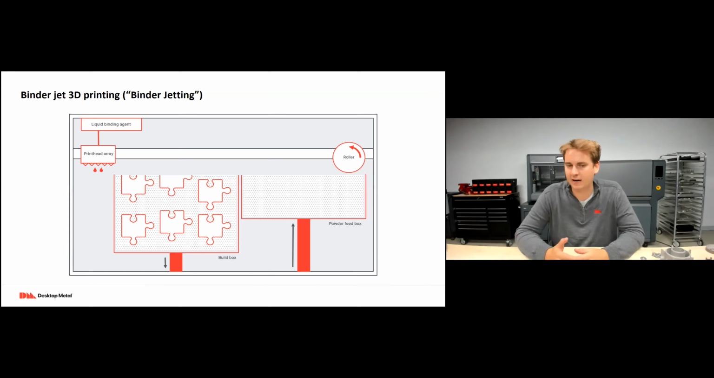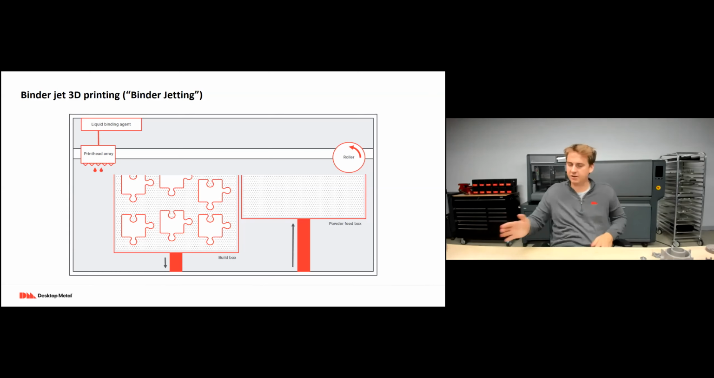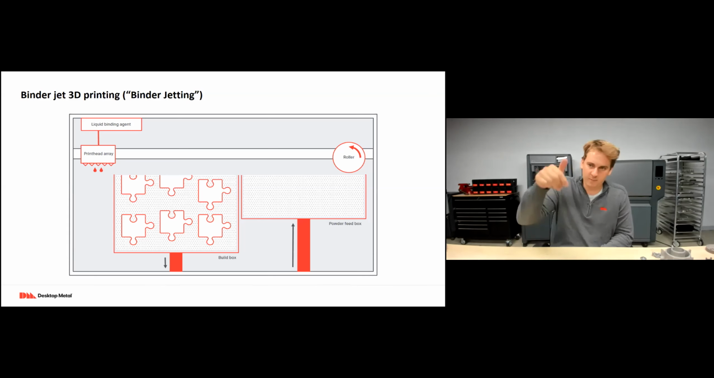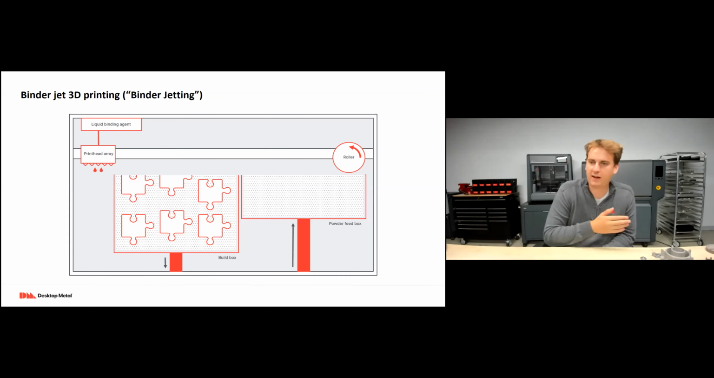This allows us to print an entire layer in just a few seconds, very, very quickly, because this print head just comes across similar to an inkjet printer and just jets that binder across that layer. We're going to move the build box down a layer, spread another layer of powder, and the print head's going to come across again and jet another layer of binder.